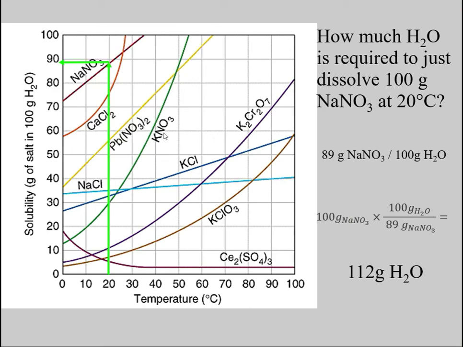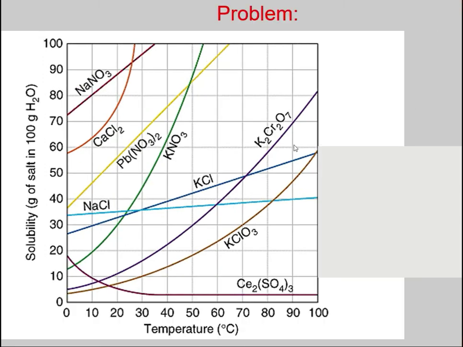This table, in each one of the intersections, represents a ratio, specific to temperature, between the temperature and the number of grams of the solute that can dissolve in 100 grams of water.